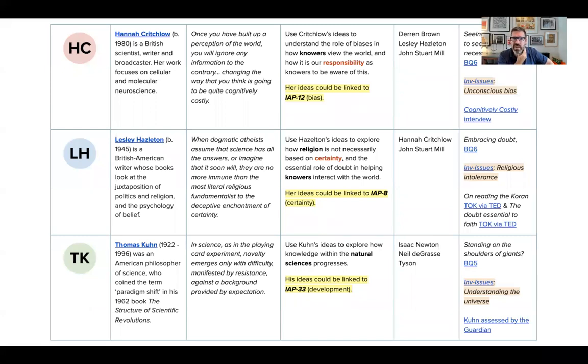Hannah Critchlow is a scientist, but she talks a lot about bias and links to knowledge and the knower. Thomas Kuhn is perhaps more linked to the natural sciences, so maybe your students won't go that way. They prefer to use the recommended context, which is the themes. But I've put links for every single thinker there, even if they're more related to an area of knowledge rather than theme. So I hope that resource will be a really useful tool for students and for teachers when they're gathering appropriate evidence and when they're just meeting fantastic thinkers and ideas.